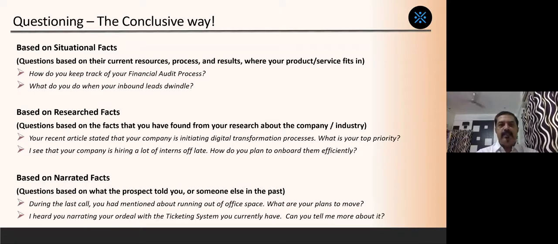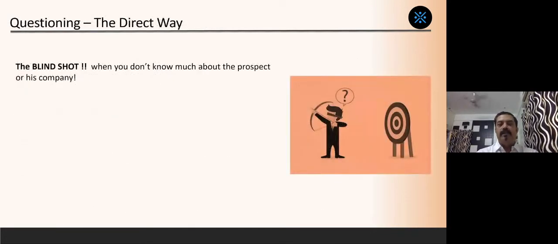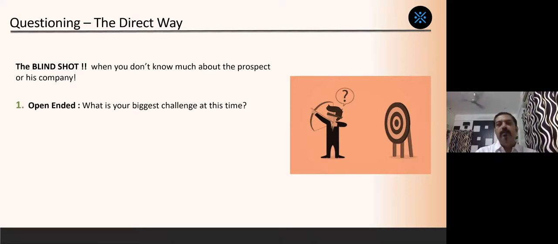So we just discussed two different methodologies. One is the conclusive one and the assumptive one. So the third is the direct way, right? If you're in a situation where you're not able to assume or you've not researched enough about the company, you've gone in blind into the meeting or in a call, then you can still use certain broad and generic questioning to uncover any particular need.